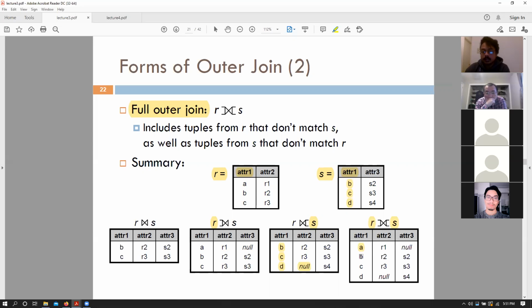So for A and D, in case of natural join, both of those tuples are not included. In case of a left outer join, A is included. In case of a right outer join, D is included, right? And in case of a full outer join, both A and D are included with a value of null for attribute 3 for A and with a value of null for attribute 2 for D, right?